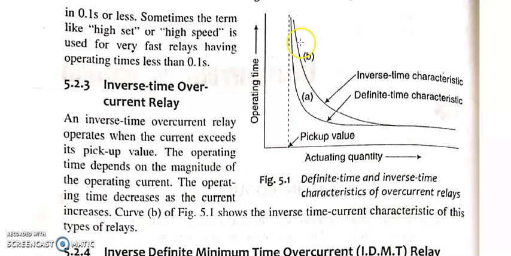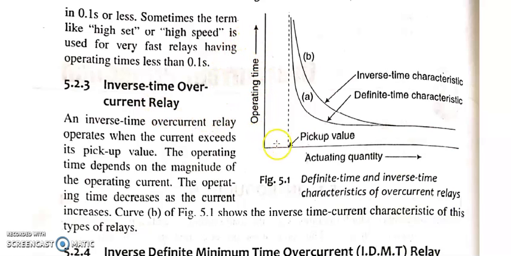This is shown in curve B, that is the inverse time characteristic. The more the fault current, the less time the relay takes to operate, or you can say trip. The first curve, A, is for the definite time overcurrent relay as well as the instantaneous overcurrent relay. You can see that whenever the pickup value is crossed, the relay starts to operate in both of those. That is the difference between the definite time and instantaneous overcurrent relays and the inverse time overcurrent relay. The inverse time relay depends on the magnitude of the operating current, whereas the definite time and instantaneous relays do not.